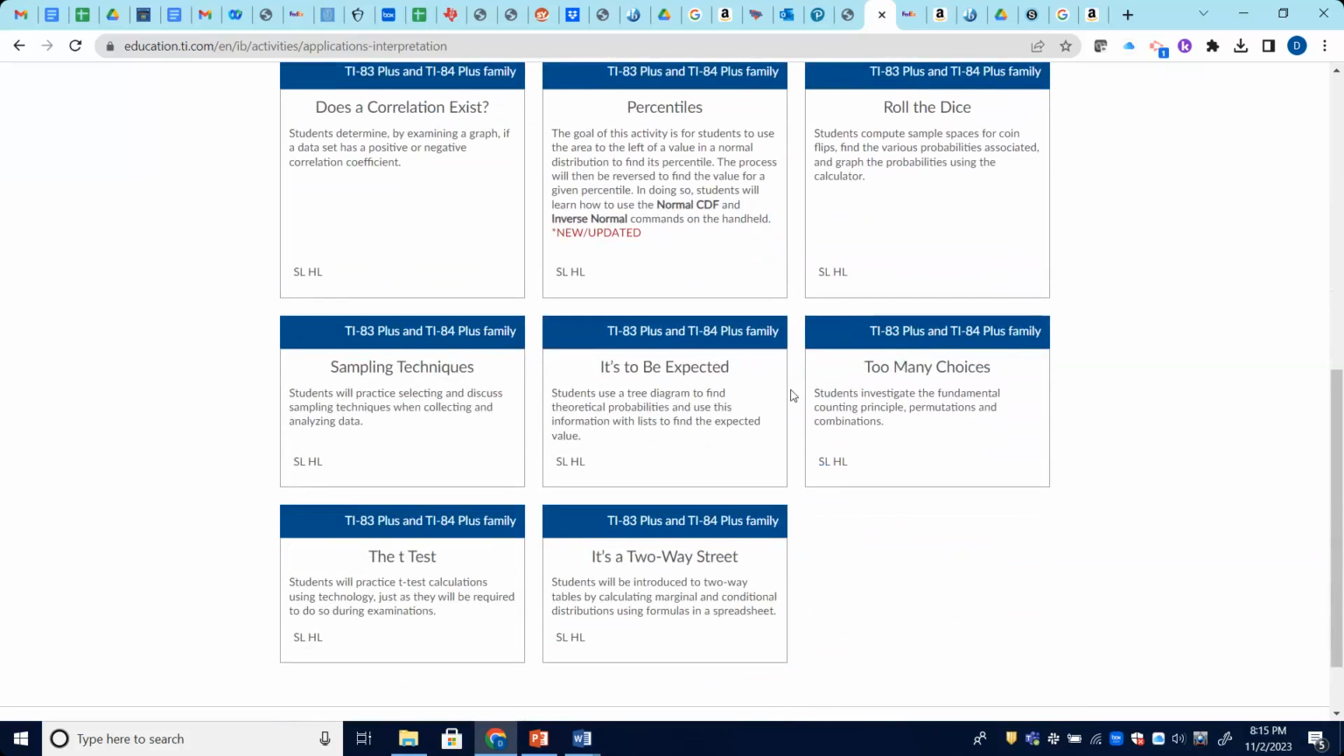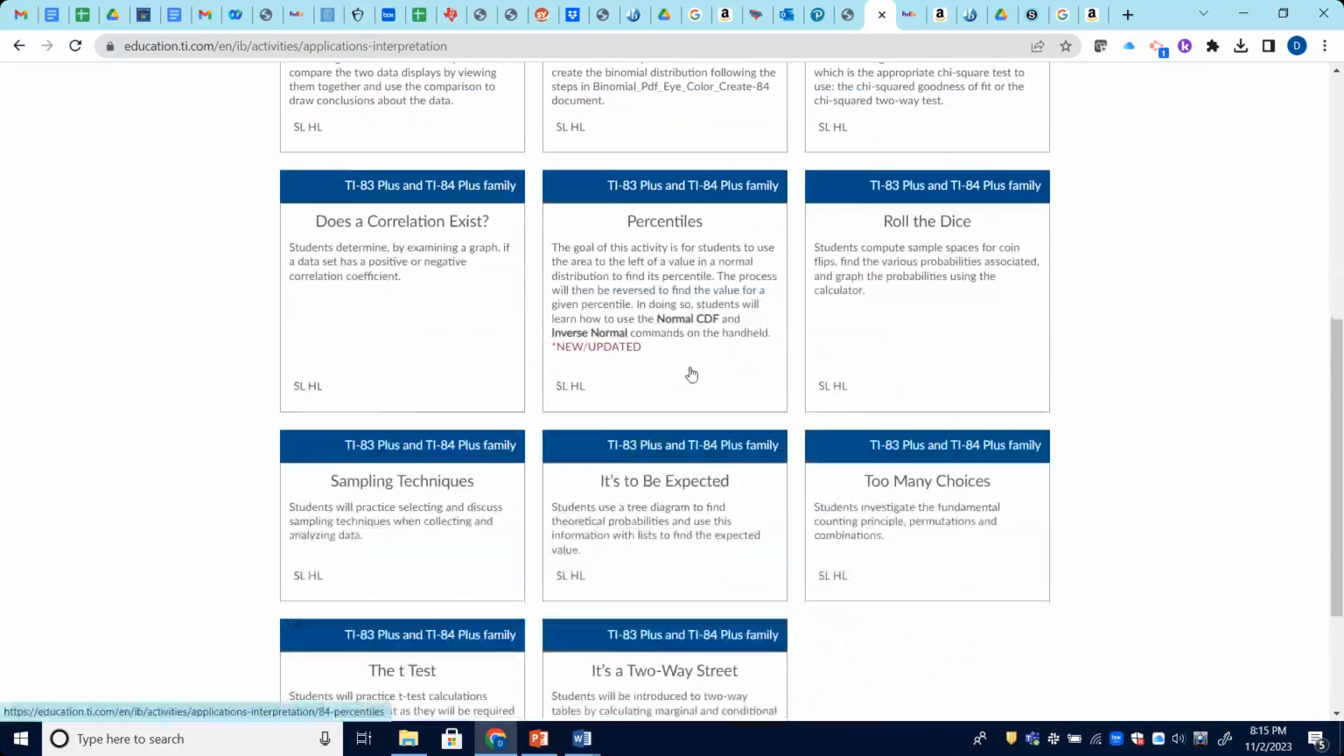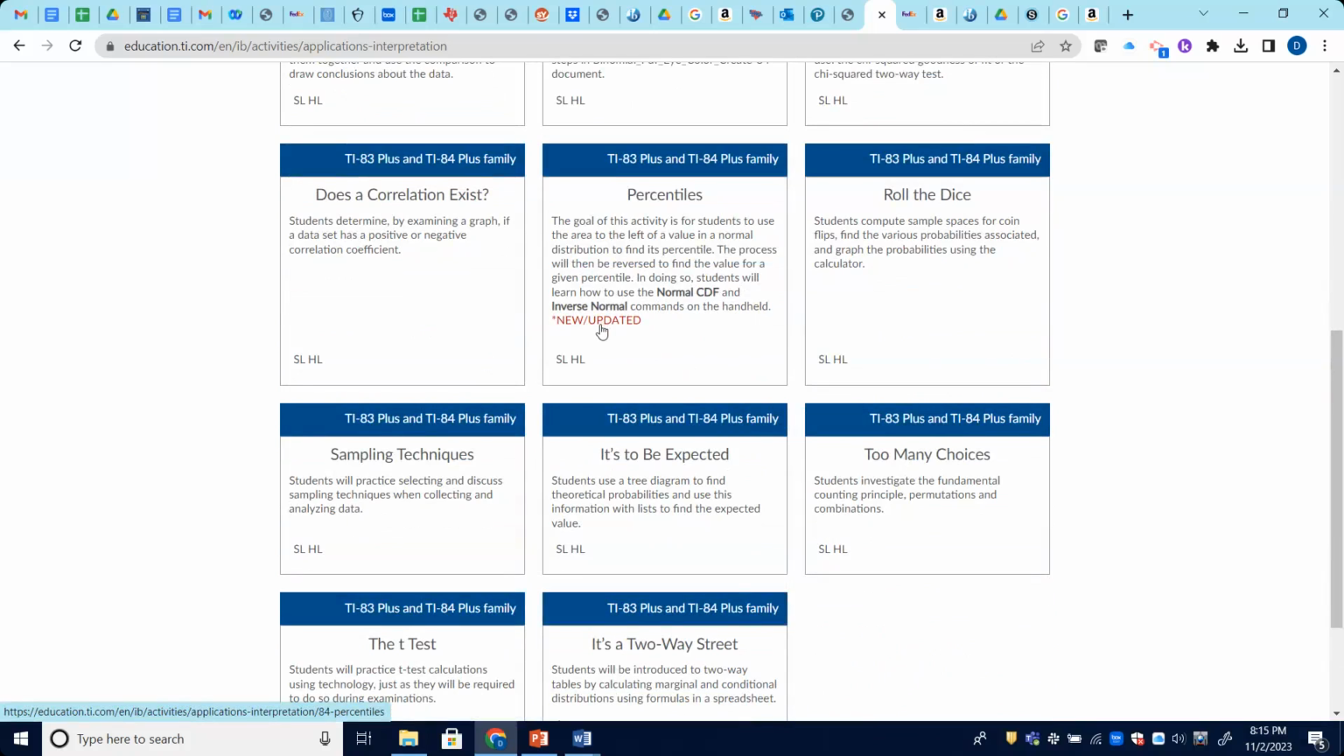Too many choices, sampling techniques. You'll notice that a couple of them say new and updated. What that means is every semester, I either create or update 12 activities. Once they are uploaded into the system, it writes a little new updated note saying these are the newest ones that have come out.